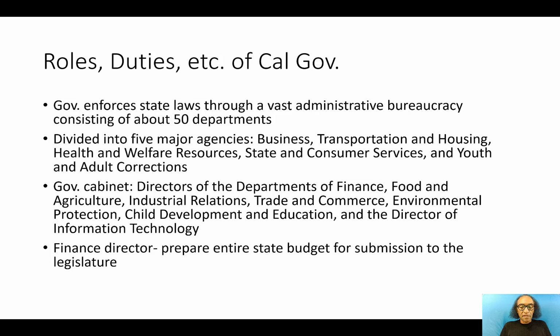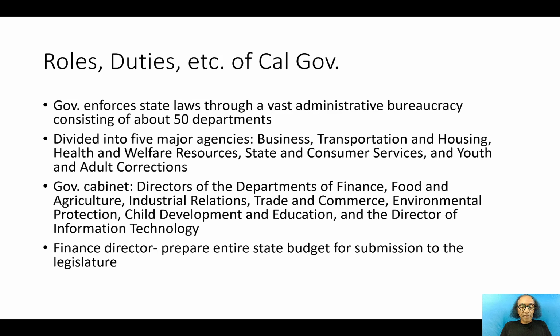Then the governor has his cabinet. These are just like the president has his cabinet with the various departments, such as Department of State, Department of Defense, Department of Commerce, Department of Labor, and so forth. And the California governor has a similar cabinet with the directors of the Department of Finance, Food and Agriculture, Industrial Relations, Trade and Commerce, Environmental Protection, and Information Technology.